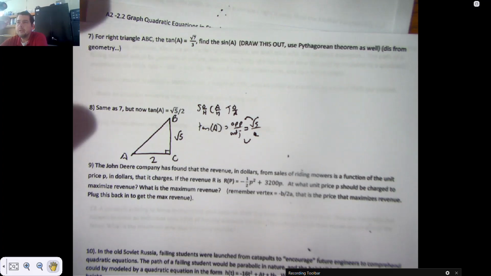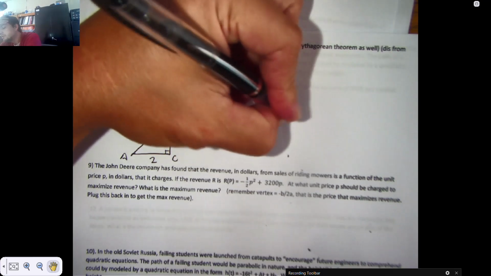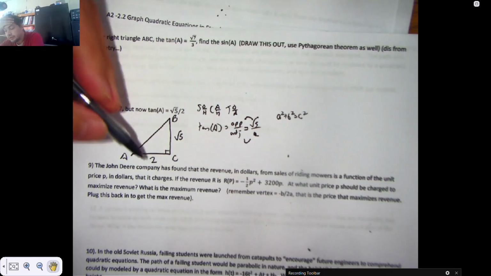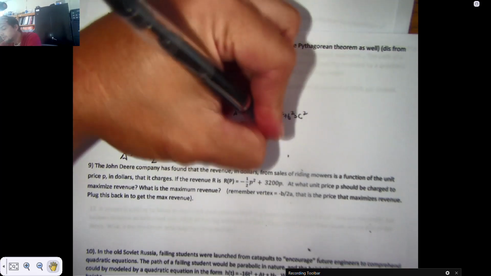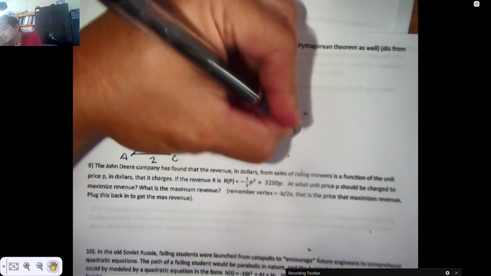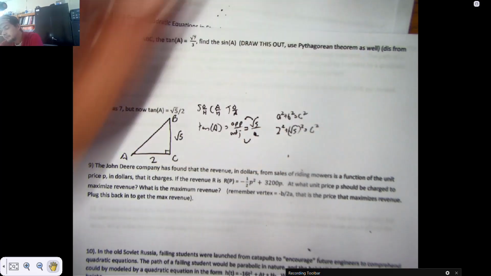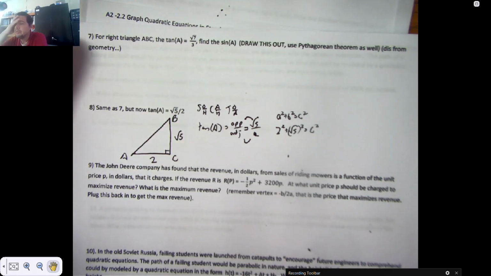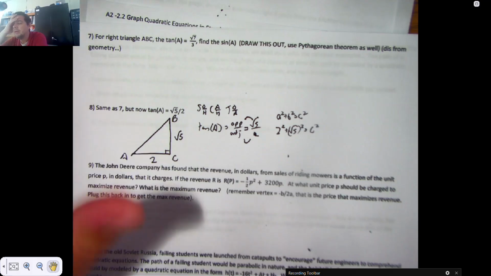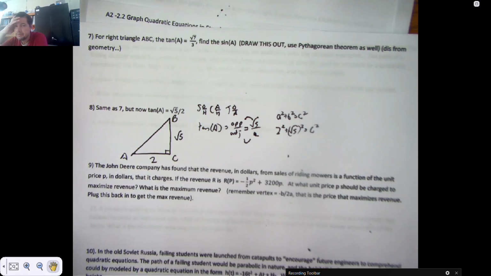Now, I'm also aware of this really old theorem called the Pythagorean theorem. It says that a squared plus b squared is c squared. So here's a, here's b. 2 squared plus √5 squared is c squared. Now, if you're one of those kids who has just been socially promoted your entire life, you have no idea what √5 squared is. It's 5.